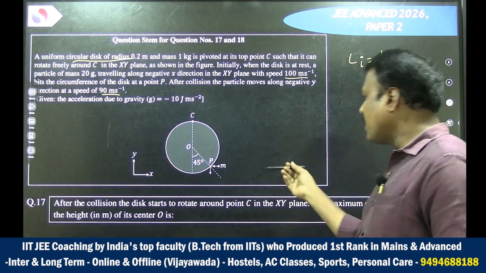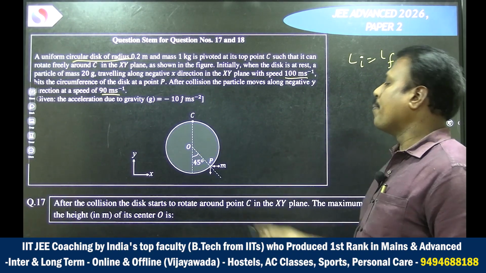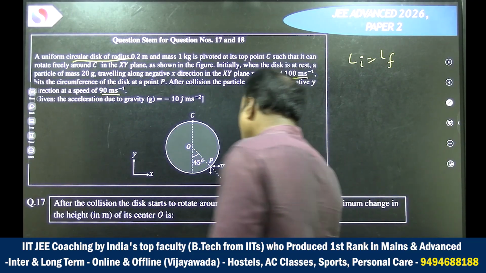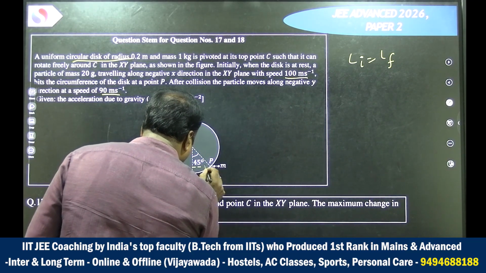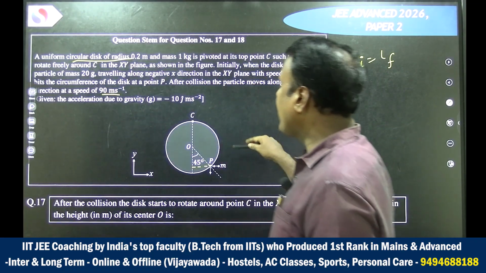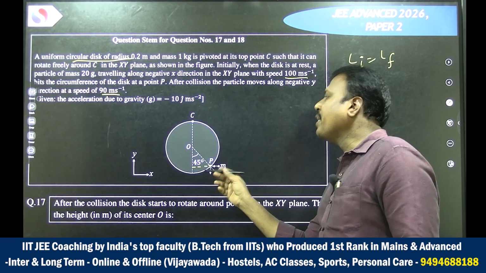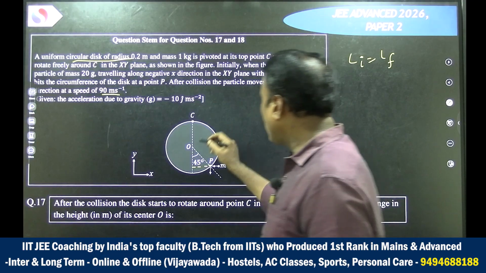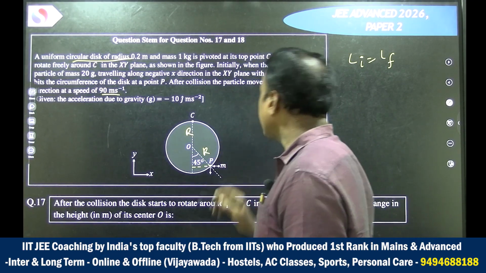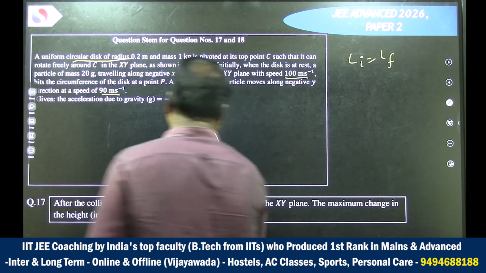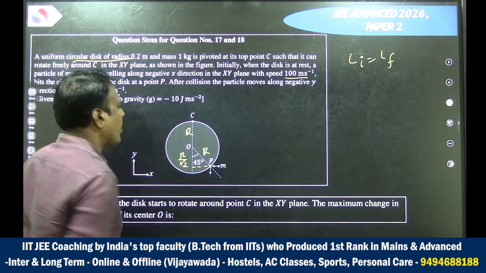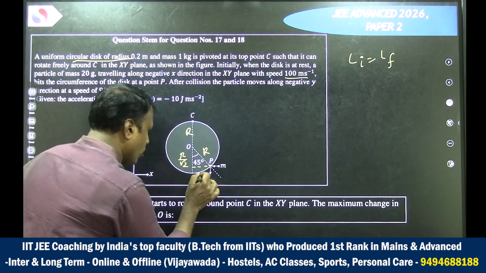Initially, the particle has a linear motion about point C. So about point C, if you want to find angular momentum, we must find the perpendicular distance of this linear momentum about C. This OC is already R, OP is also R. If you go to the resolution, it becomes R cos 45, so it is R by root 2.